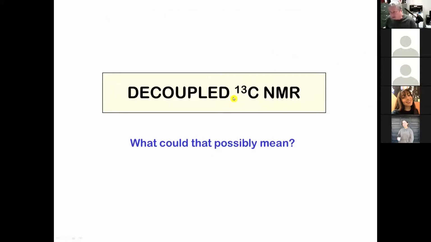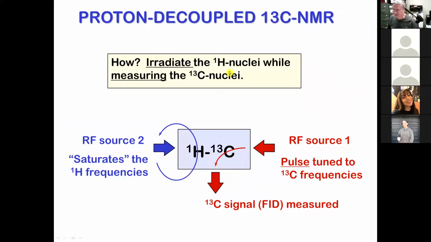Okay, so decoupled carbon NMR. What could that possibly mean? Maybe carbon NMR where we get rid of the proton couplings, right? And that's what we're going to do. We're going to get rid of the coupling between C13 and proton. This looks a little weird, but it's theory. You don't need to know this, but how do we do proton decoupled carbon NMR?